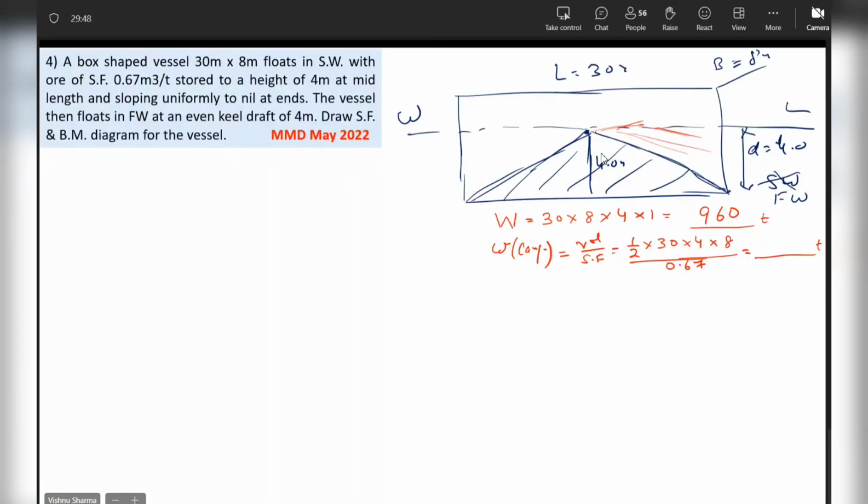How much is the weight of the cargo, guys? 716.4 tons. Anybody has any questions on weight of cargo, please let me know. If none, this will give us the light displacement, the difference between the two. So it will be 243.6 tons is the light displacement. Am I right, guys?